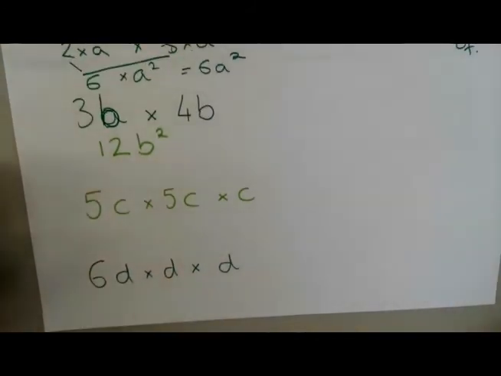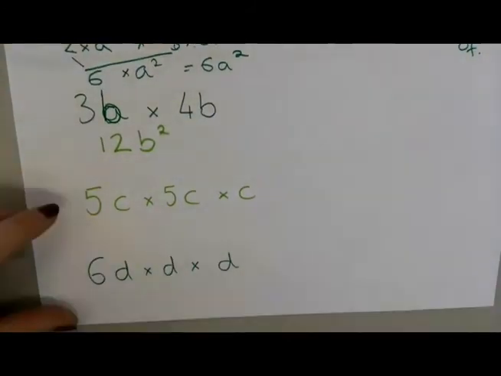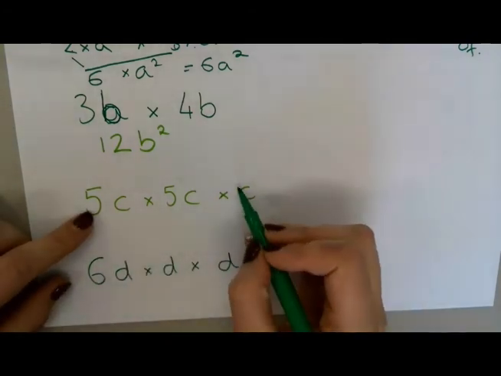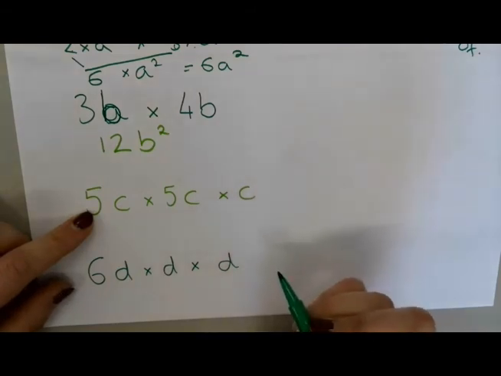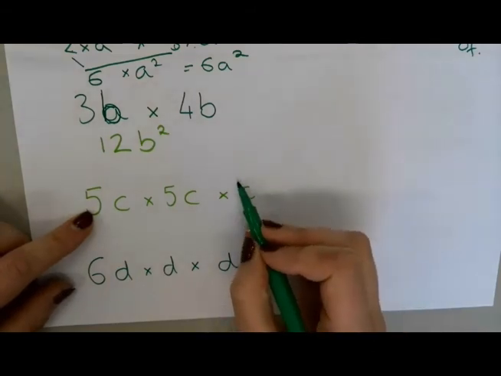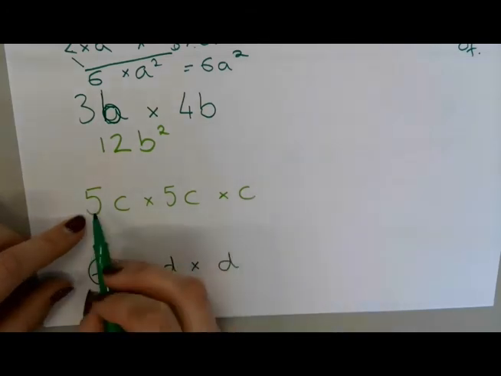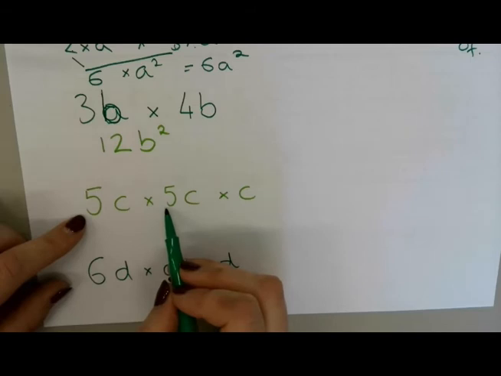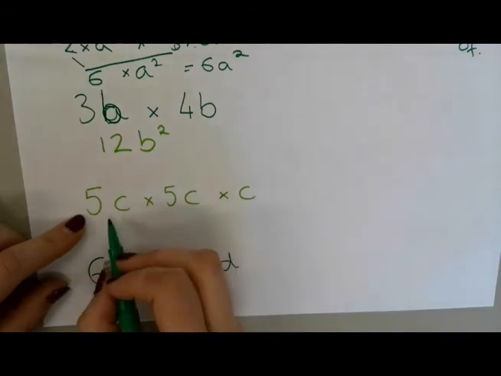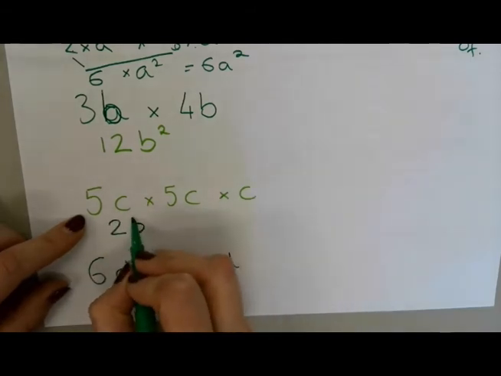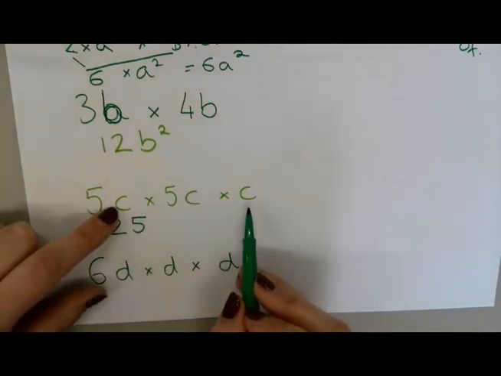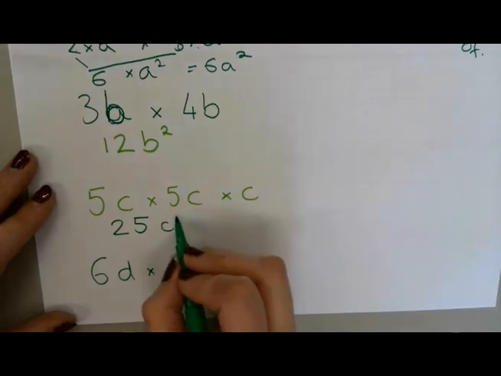Okay, next one down. Now this time it's a little different, because we've got 5 and a 5, but we've also got something here. Now the coefficient of c, in this instance, as we've already said twice already now, is 1. Okay, you don't have to write it in, but the coefficient of c is 1. So we've got 5 times 1. So 5 times 5 is 25, times 1 is still 25. Then c times c is c squared, times by c again is c cubed.